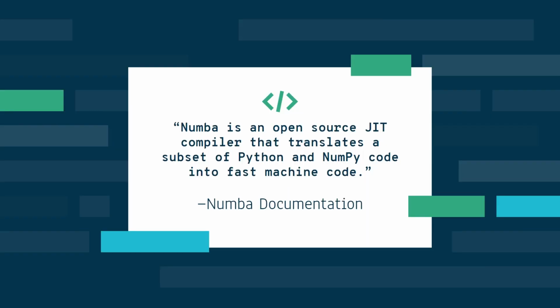So here's how the Numba documentation describes Numba. Numba is an open source just-in-time compiler that translates a subset of Python code, so a certain part of the Python code, and NumPy code into fast machine code. So the idea is that Numba will look through your Python code and then translate some of it during the runtime into machine code so that the whole thing executes faster.